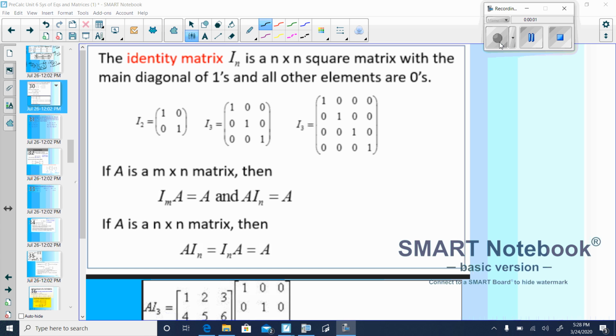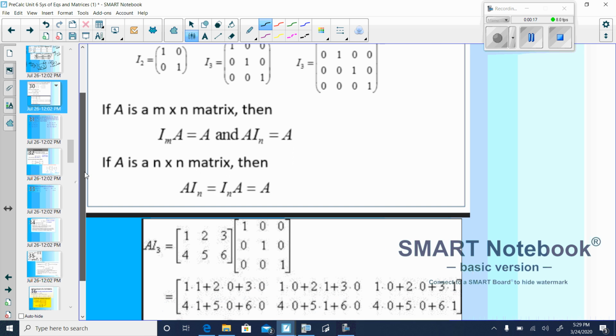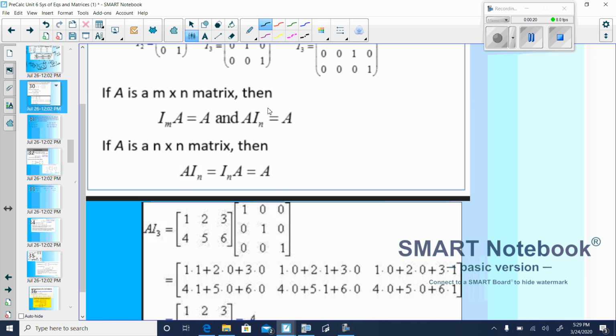Let's go ahead and take a look at the identity matrix now. We see here that I sub n is an n by n square matrix whose main diagonal entries are 1s, with every other element being 0. And we come down here, we see that if A is an m by n matrix, then A is equal to A times I sub n, but it's also equal to A times I sub m. If A is an n by n matrix, then A is equal to A times I sub n, which is equal to I sub n times A.